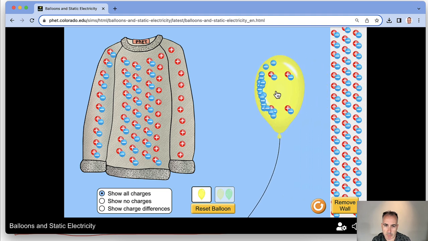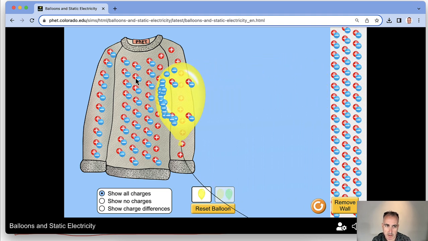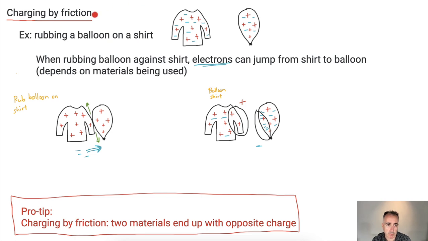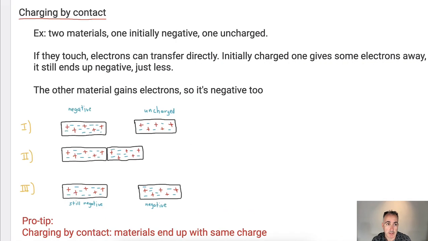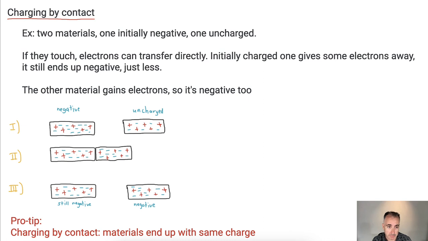Now, it's not nearly as much as the difference here. That's why this one will win. But I think it's a good visual way to represent this. So charging by friction, check. Let's do charging by contact.